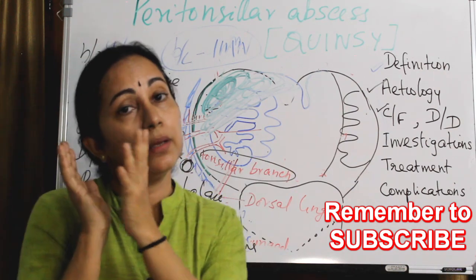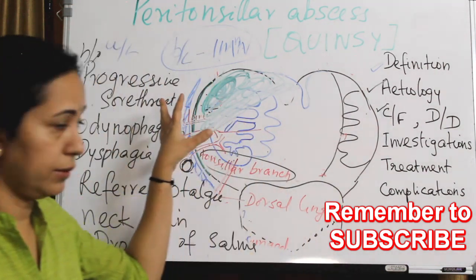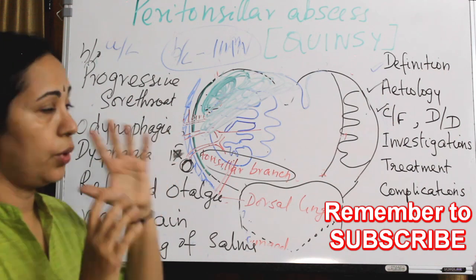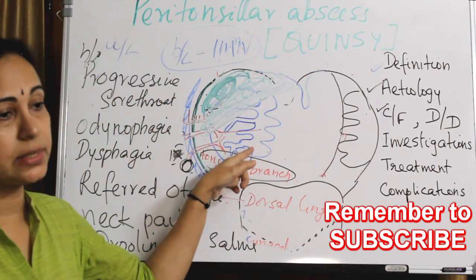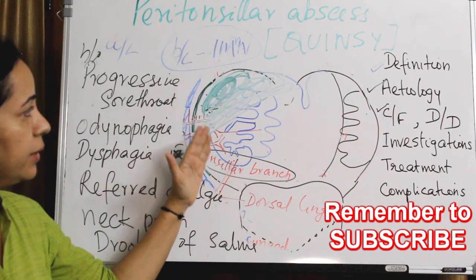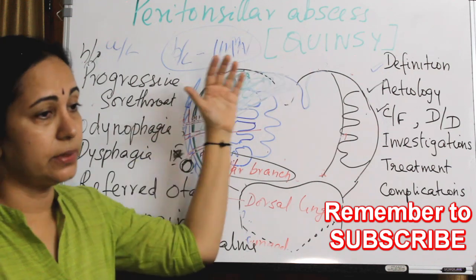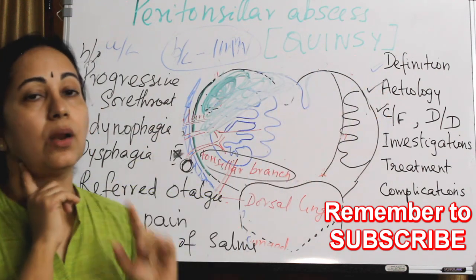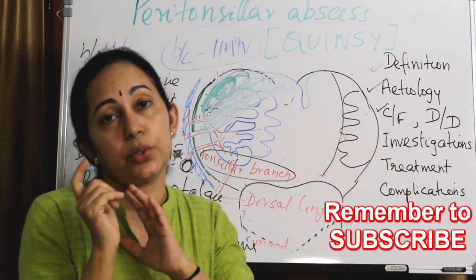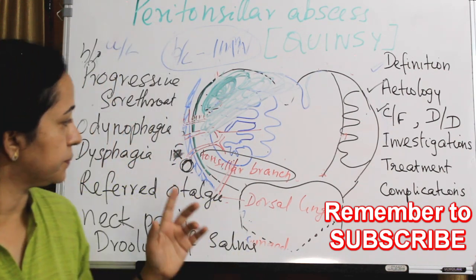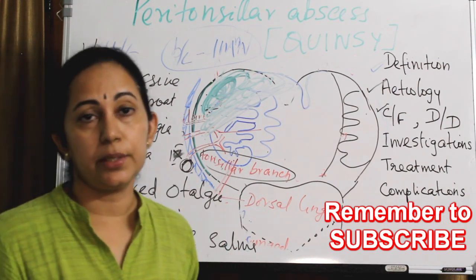So the neck will be flexed to the affected side. On examination, you can see a congested tonsil with edema of the anterior pillar, soft palate, and uvula, with the uvula pushed to the opposite side, along with enlarged and tender jugulodigastric lymph nodes, torticollis, and also trismus, difficulty in opening the mouth.